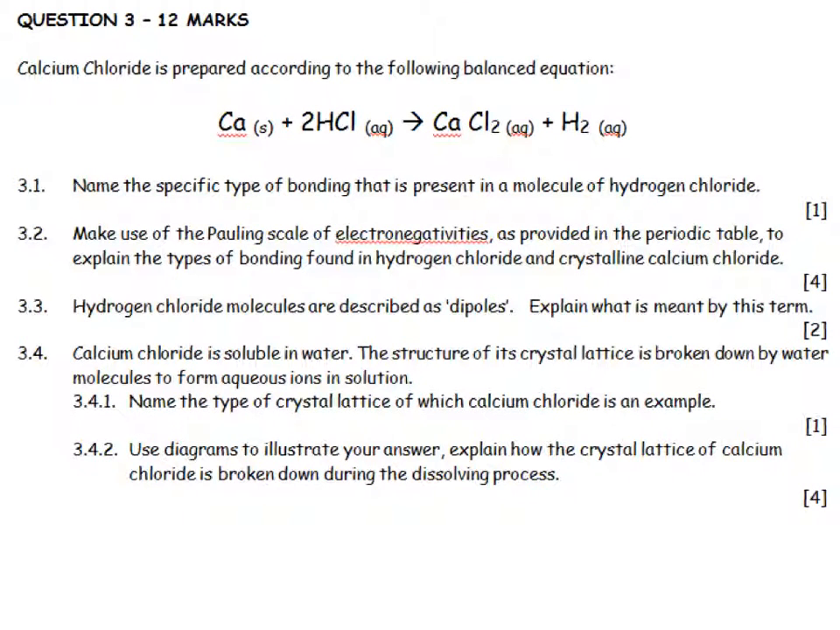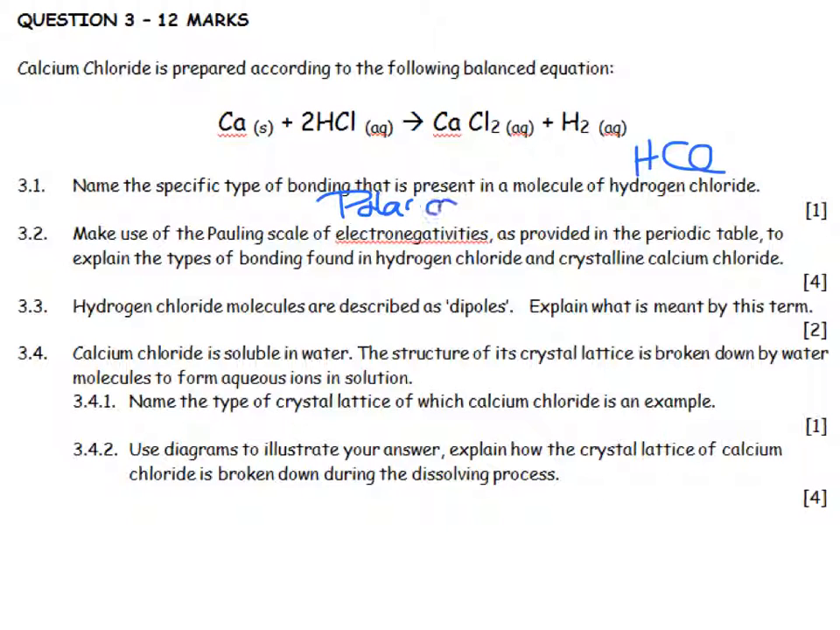This question comes from last year's final matric exam, so it's important that you get used to this sort of wording. Name the specific type of bonding that is present in a molecule of hydrogen chloride. That's HCl. It's 2 non-metals. They have got an electronegativity difference between them, 2,1 and 3, so it's 0,9. And therefore, but all they asked for, what is the type of bonding?